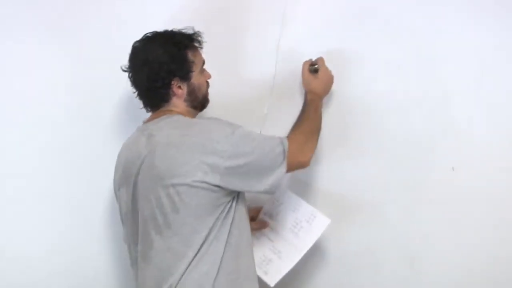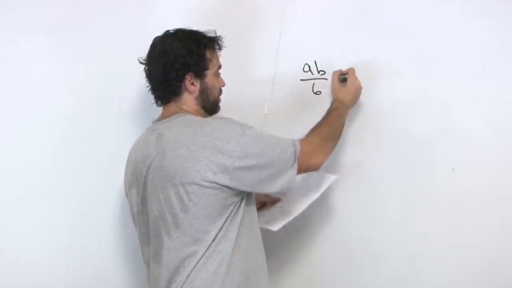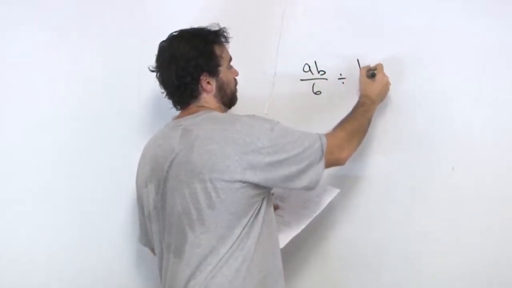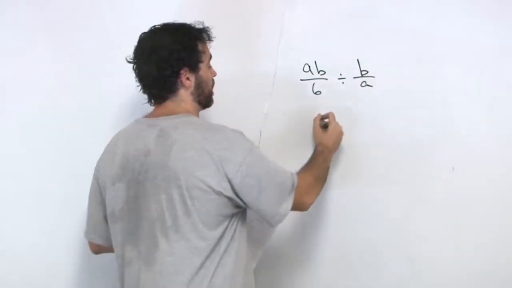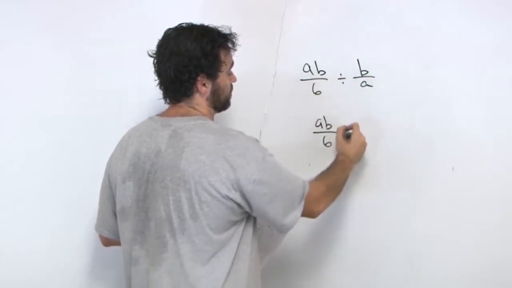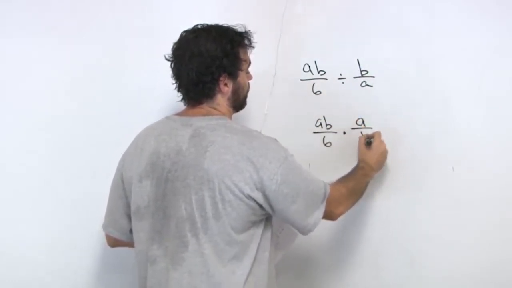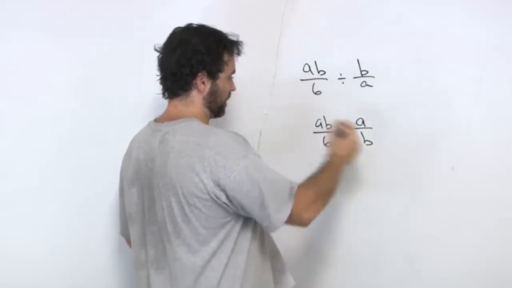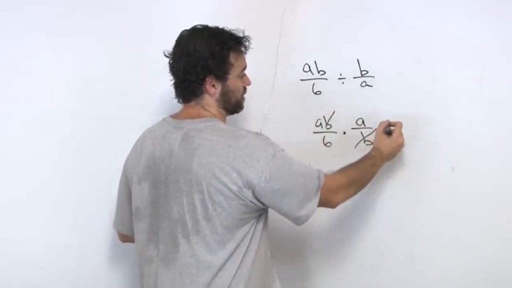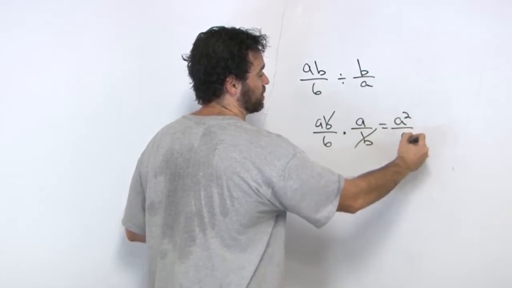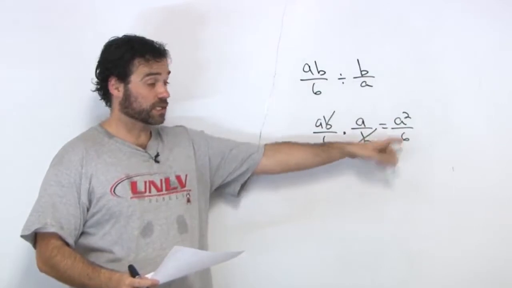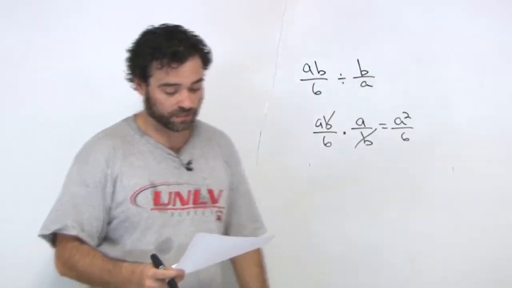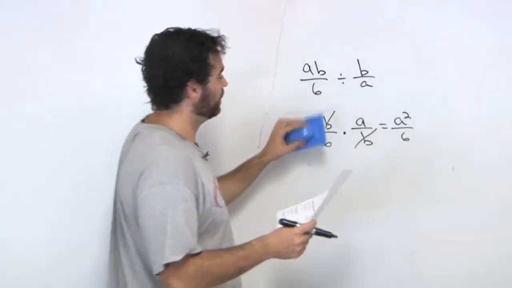So here I have AB over 6 divided by B over A. Okay? Keep the first fraction the way it is. We get AB over 6, change that to multiplication, A over B, and go ahead and cancel. What cancels? The B, so A times A is A squared, all over 6. A squared over 6. And if you're playing at home, no restrictions, that's perfectly fine, nice and nicey. Okay, let's look at some more of these, building our way up.